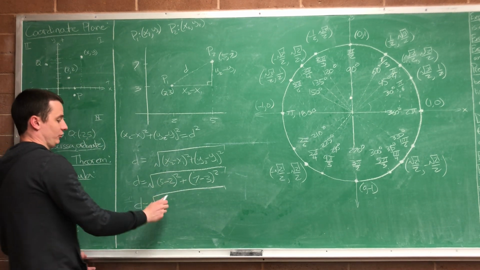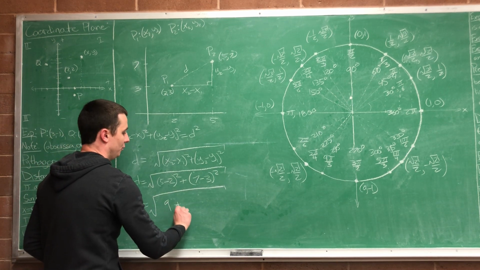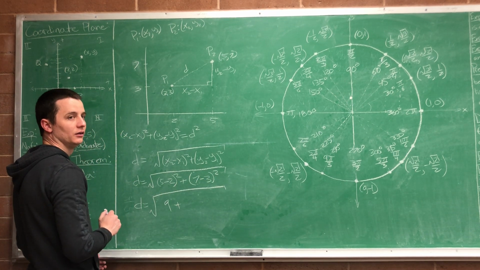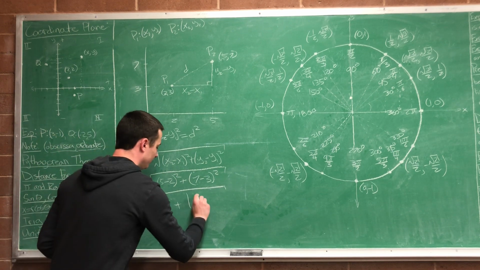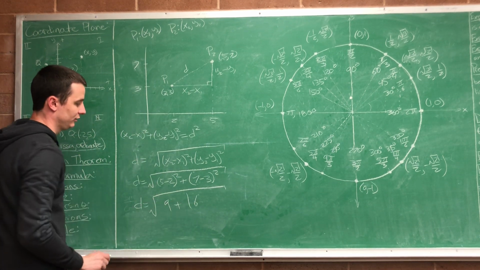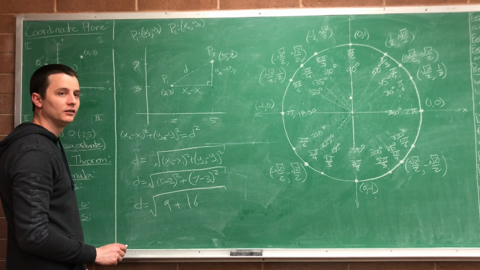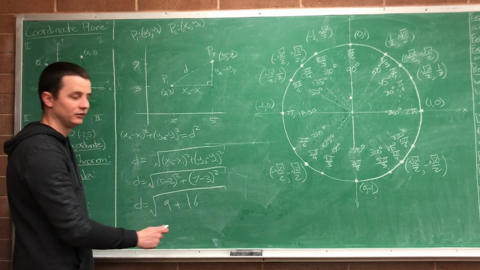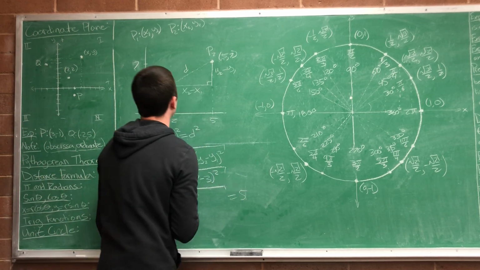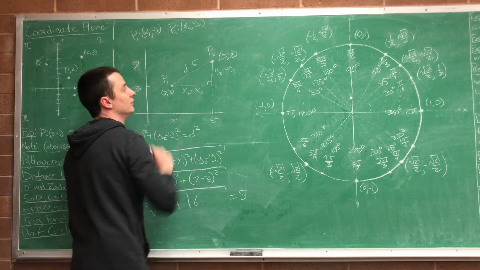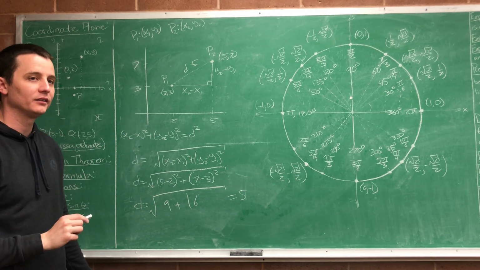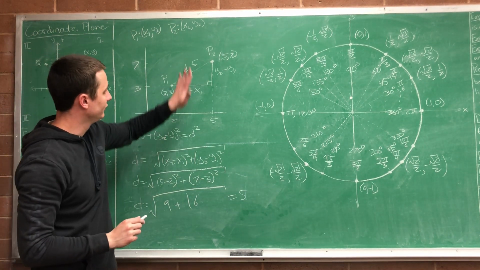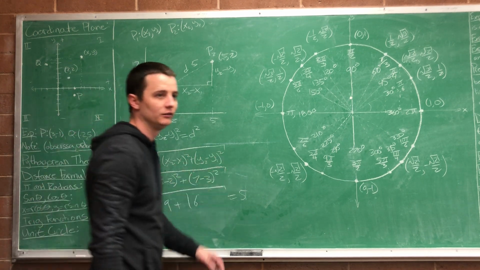But 5 minus 2 is 3, squared is 9, plus 4 squared is 16. 9 plus 16 is? 25. Square root of 25 is? 5. So the distance there is 5. So this has length 5. Make sense? Mm-hmm. Now normally the distances will be some ugly number. I pick numbers to make it come out nicely.